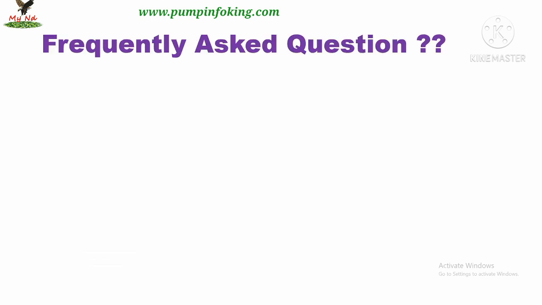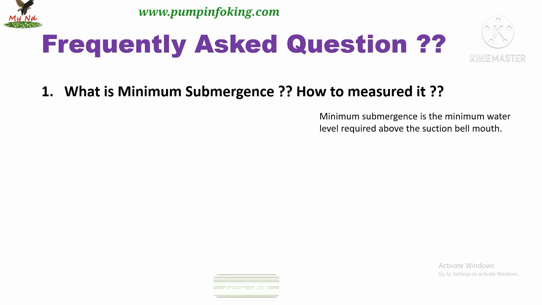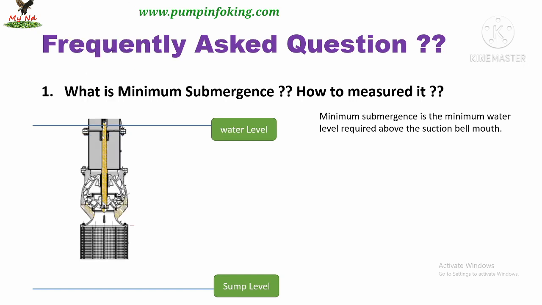So we are looking here at the frequently asked questions. First question is: what is the minimum submergence, how to measure it, and what is the importance of the minimum submergence? Minimum submergence is the minimum water level required above the suction bell mouth. Suppose this is the sump level and this is the water level. We can insert here the vertical turbine pump.